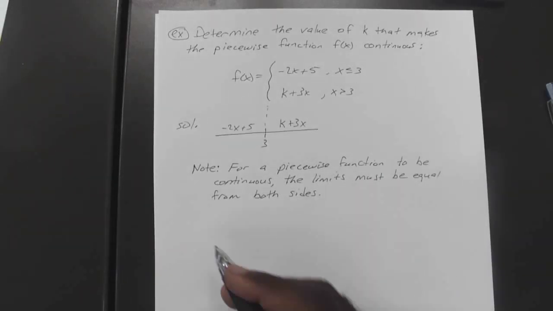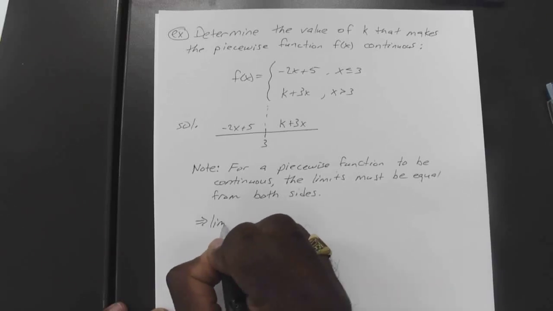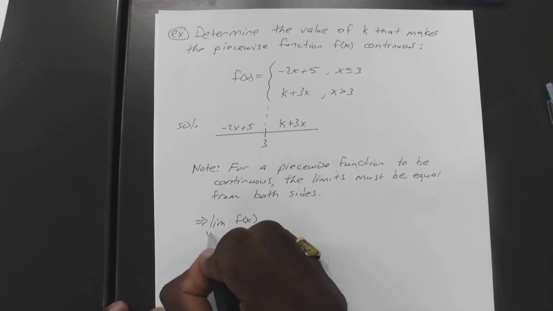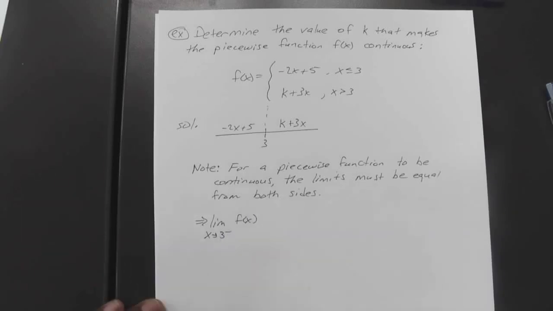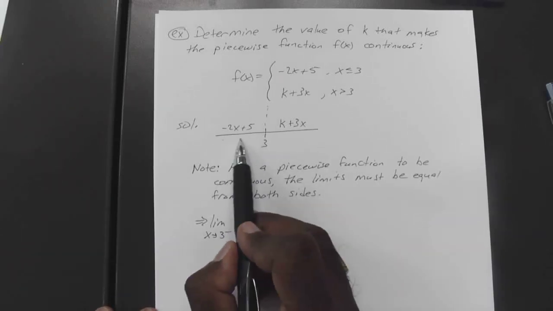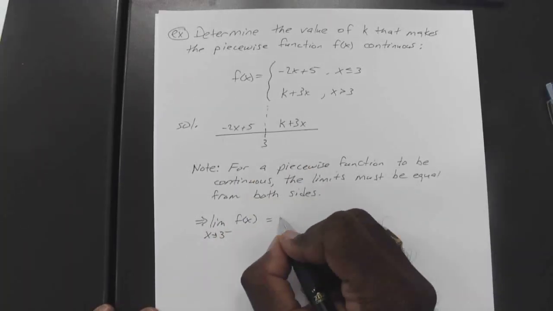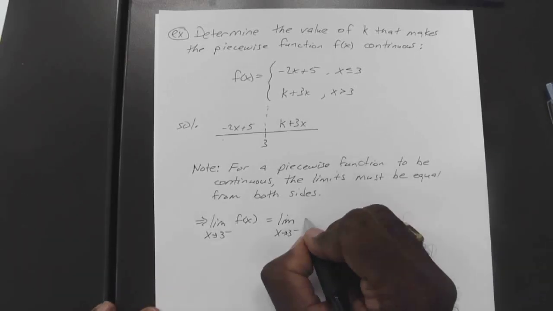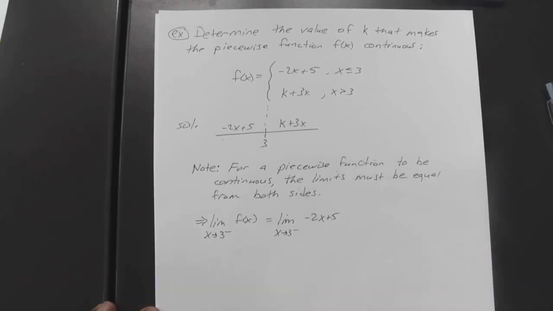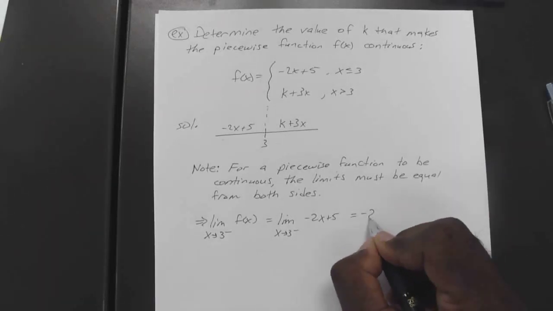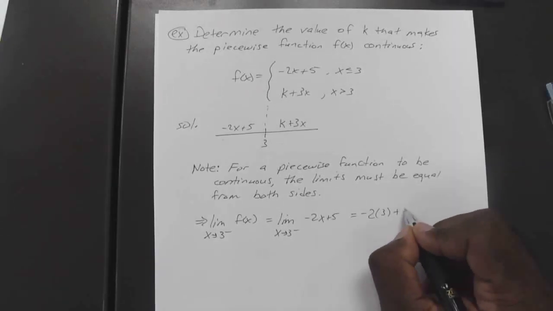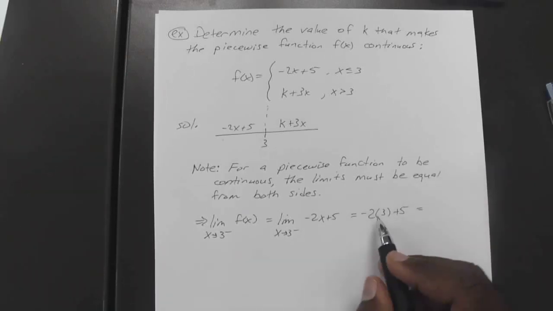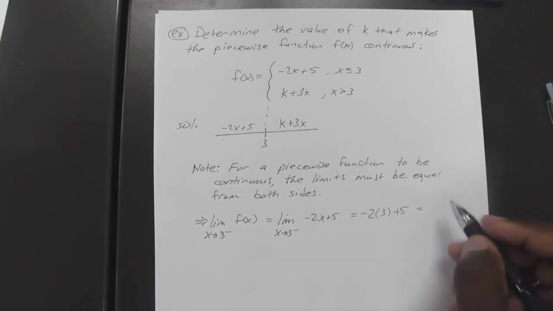Okay, so that means the limit of f of x as x approaches 3 from the left. Okay, so as you're approaching 3 from the left, this is the f of x you'll use. So that's the limit as x approaches 3 from the left of -2x plus 5. Okay. So we can just go ahead and plug it in. So that's -2 times 3 plus 5. -2 times 3 is -6. -6 plus 5 is -1.